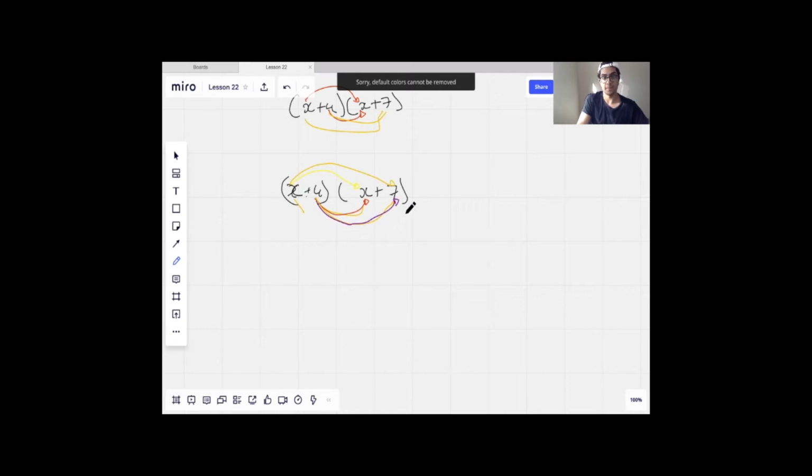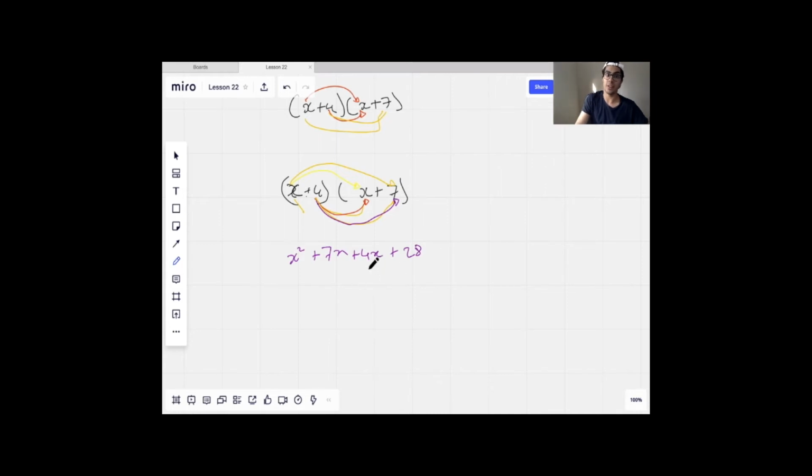Okay, there we go. So we end up with 4 different terms, right? We have an x squared term done, and then we'll have 2 x terms, because we have the x times by 7 here, so plus 7x, and then we have the x term from here, 4 times x, and then we have the final term here, plus 28.